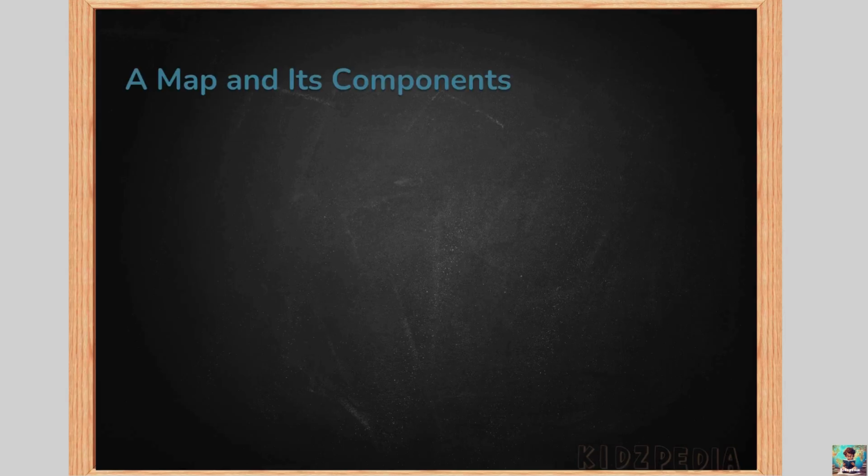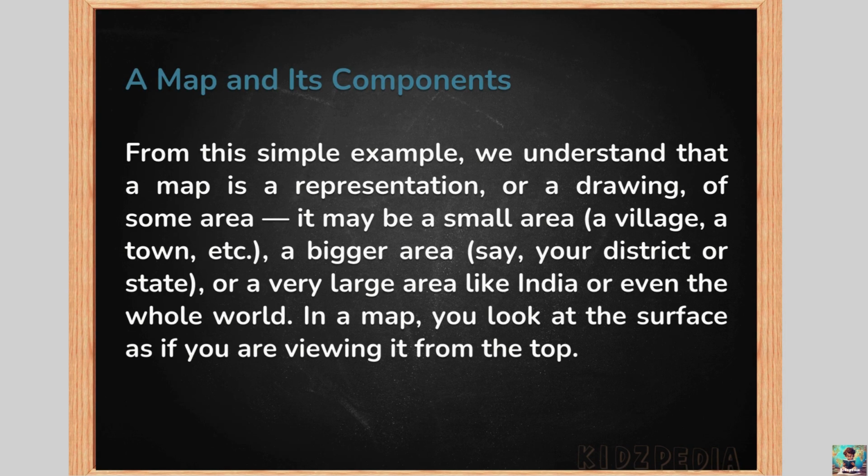A map and its components. From this simple example, we understand that a map is a representation or a drawing of some area. It may be a small area, a village, a town, etc. A bigger area, say your district or state, or a very large area like India or even the whole world. In a map, you look at the surface as if you are viewing it from the top.